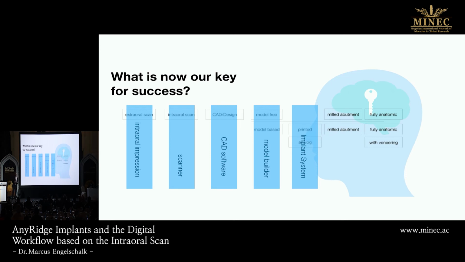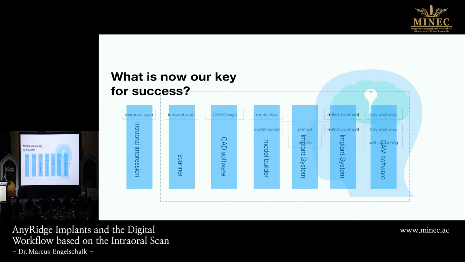Because your intraoral scanner is scanning nearly everything. Your nails, your hand, your hairs, your eyes, everything. The intraoral scanner doesn't know that's a tooth or not. He's scanning. It's the implant system. The next thing, milled abutments, implant system depending. And fully anatomic or veneering, it's depending on the CAD/CAM software. So the most influence we got in this area of intraoral scanning is, no secret, the implant system.